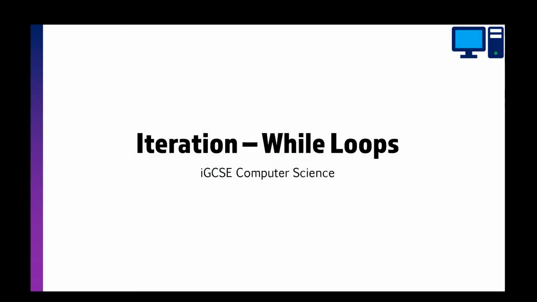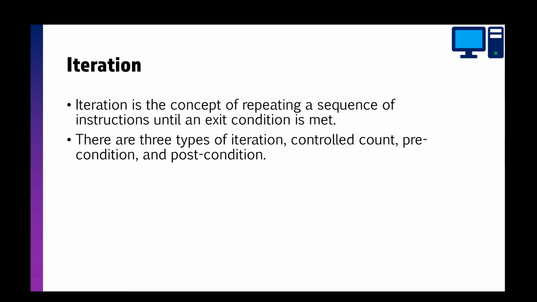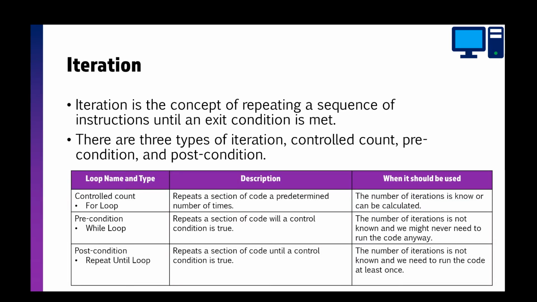In this video we're going to carry on with iteration and look at while loops for IGCSE Computer Science. As we spoke about in the last video, iteration is the concept of repeating a sequence of instructions until some form of exit condition is met. We've gone through one of those types: count controlled loops, precondition and post-condition loops. In the previous video we covered the for loop, which is the example of a count controlled loop where we know how many times our iterations will be carried out. So if you do for i in range 10, it's going to run 10 times.